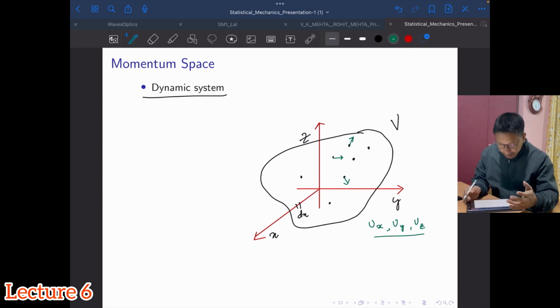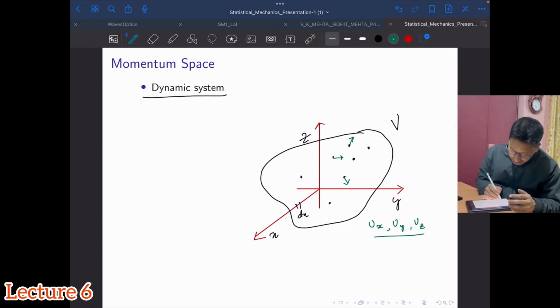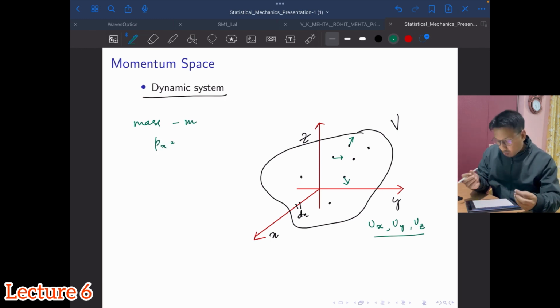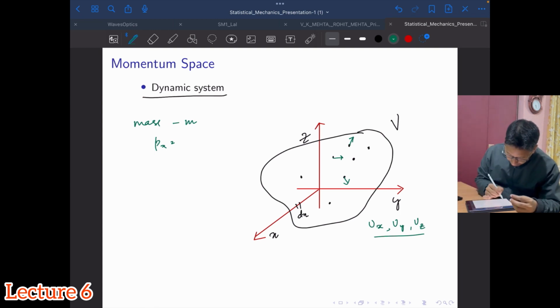So for simplicity, let's consider the mass of each of these particles to be m. So I can have momentum px. I'm talking about the simple one-particle system, which is easier to understand and can be replicated for other particles as well. So this is mvx. Similarly, you can have py, mvy, then pz.